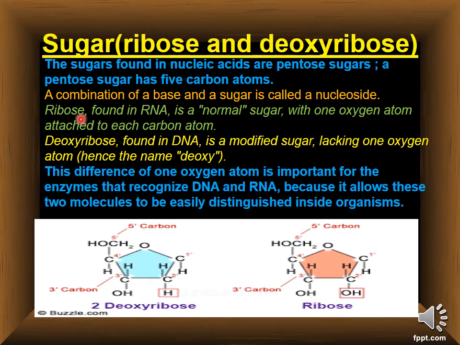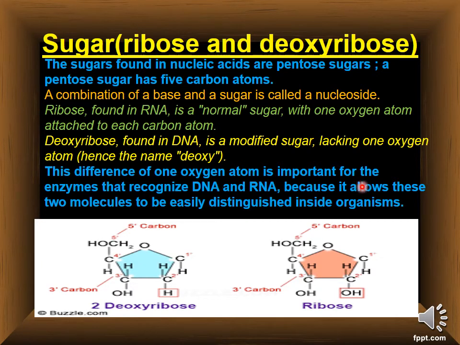Ribose. Okay, ribose is the sugar found in RNA, and this is the normal sugar with one oxygen atom attached to each carbon atom. Like a normal sugar, it always has one oxygen present there. Deoxyribose is found in DNA, and this one is a modified sugar. What is meant by modified? It lacks one oxygen atom, hence the name deoxy. De means less, without. So deoxy means one oxygen is removed. Okay, so this is the difference.